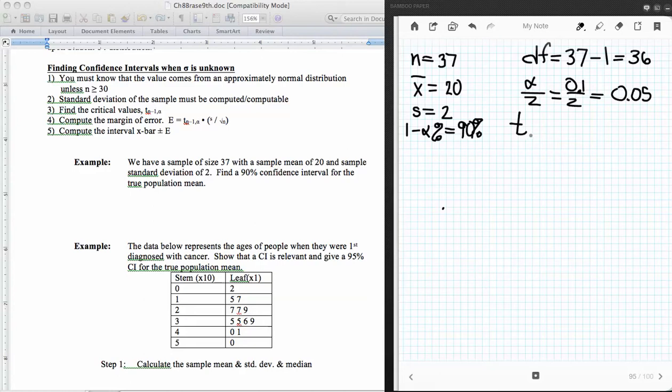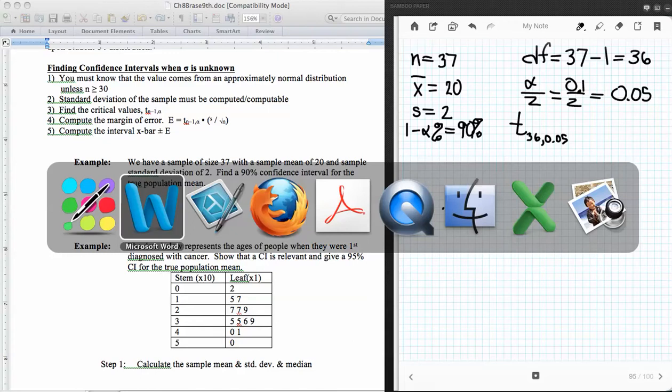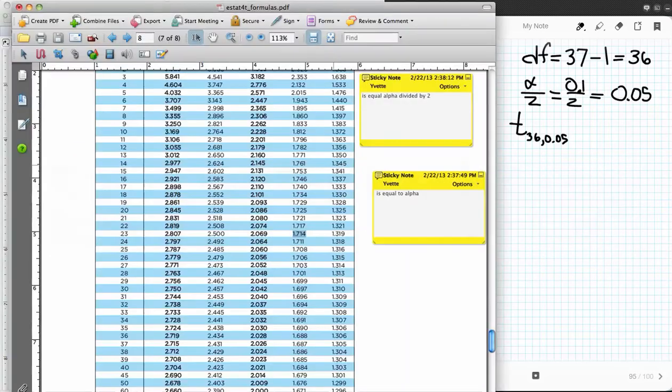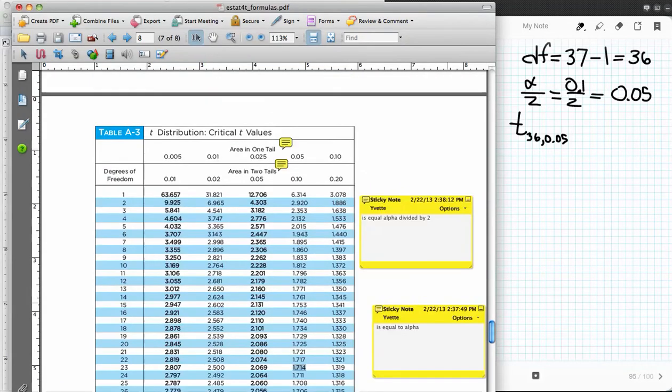Now if I'm looking this up in the table, I'm going to try to look up 36 degrees of freedom and 0.05 in one tail. So let's look at the table. 36 degrees of freedom. Oh, this one actually has a 36, so it's not a problem. So 36 degrees of freedom, and I need to know what my value is. So 0.05 in one tail.